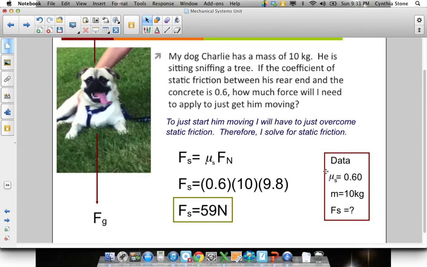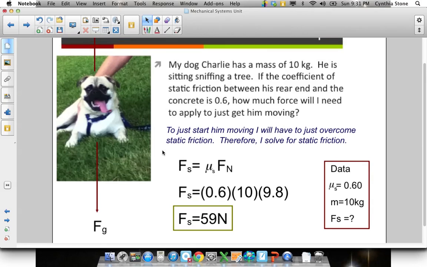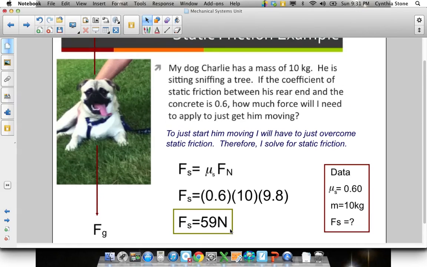Here's the information I'm given in the question: the coefficient, his mass, and I need to know this. Normal force in most of these examples is just going to be equal to gravity, mg. So that's the 10 times 9.8, that's just mg. So the static friction force is just all those things multiplied, which is 59 newtons. Okay.